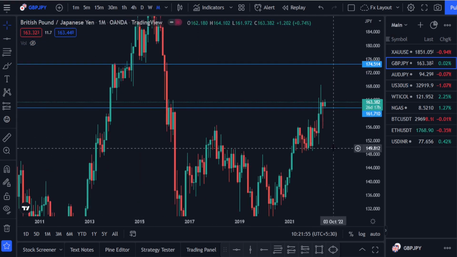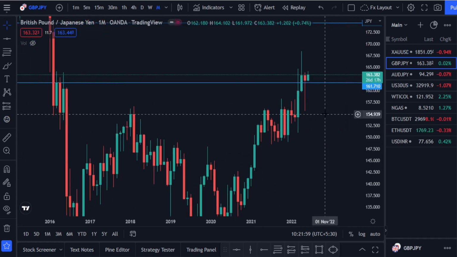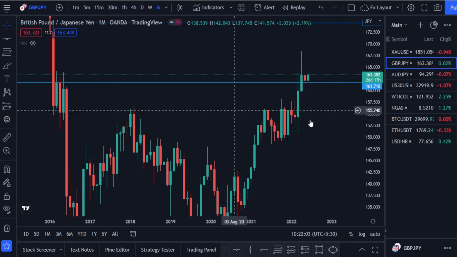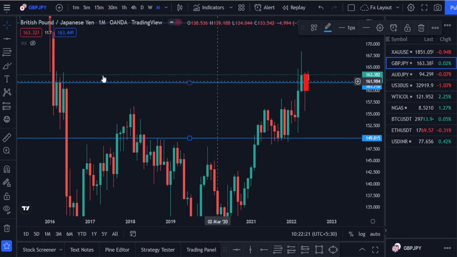Now let's talk about this monthly candle which has closed bearish. Now it's a bearish candle but it closed respecting the support. If we had a bearish candle close something like this, then in that situation we would have expected the price to move to the next support, because we are closing back into the range.